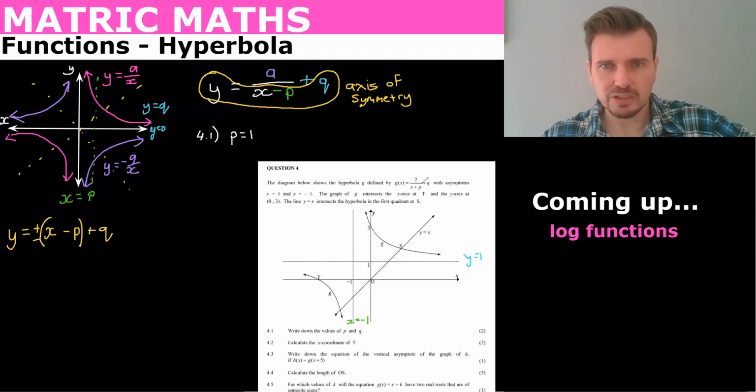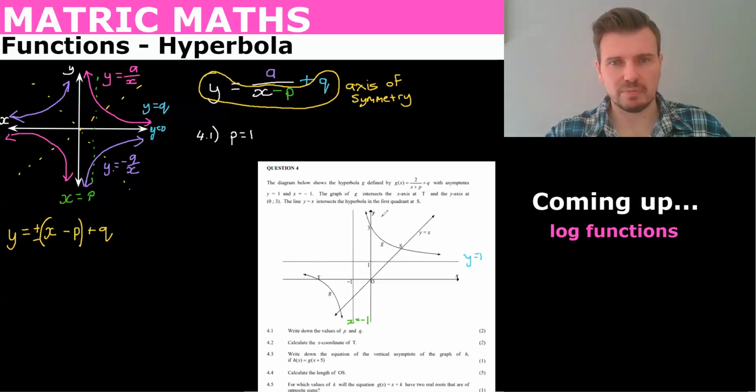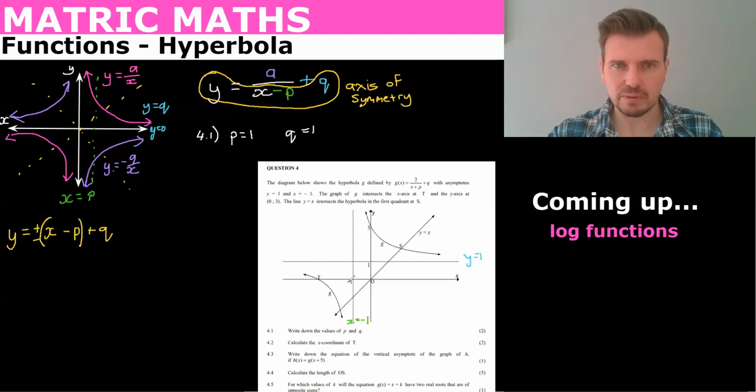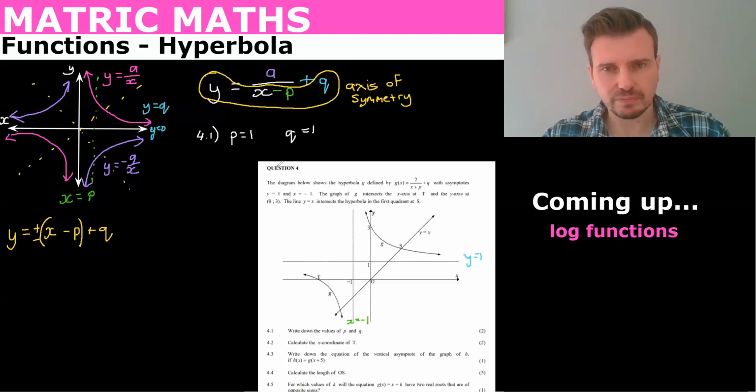Because x plus 1 will shift it backwards by 1. So P is not -1, it's 1. Remember, it's x minus P. So that can be confusing. Q, don't worry. So Q, if it's 1, Q is 1. So with P, we just have to remember to change the sign.